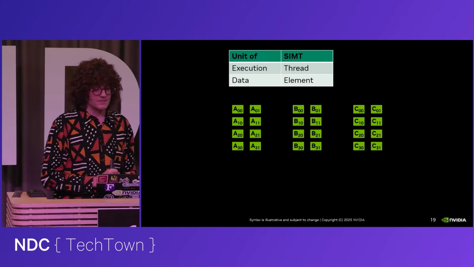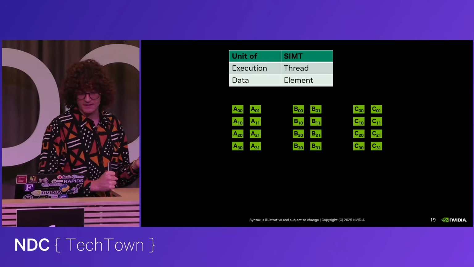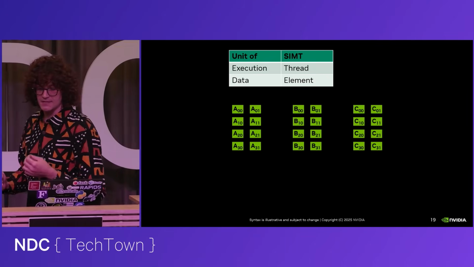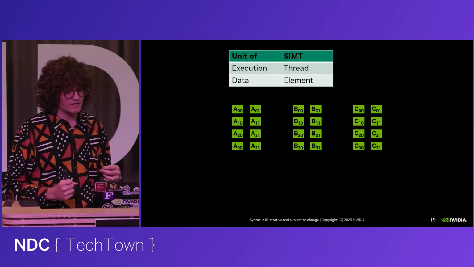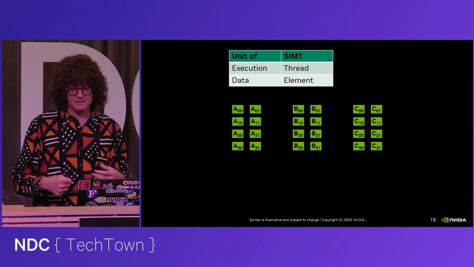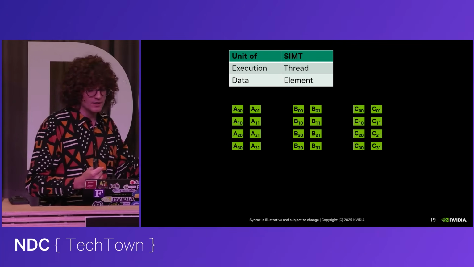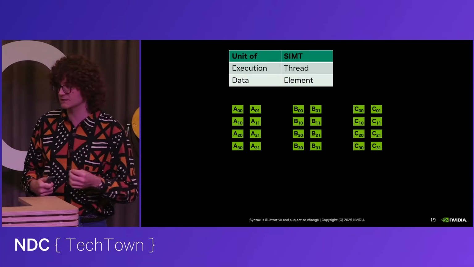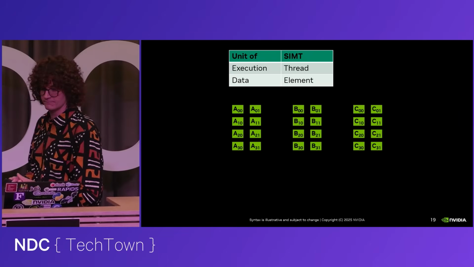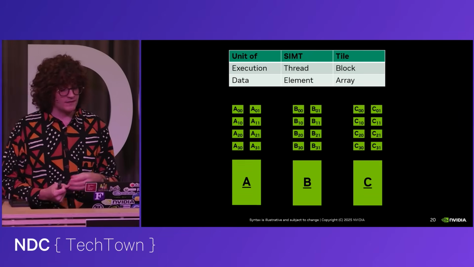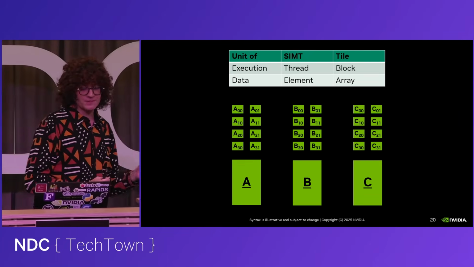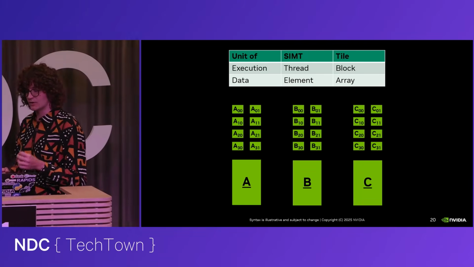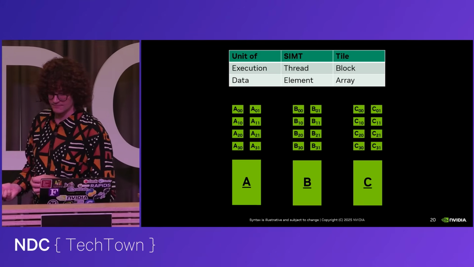In SIMT, the unit of data is individual elements. You write scalar operations on elements that each thread performs. If you want each thread to apply an operation to multiple elements, then you would write a for loop. There are no native array operations in CUDA SIMT. It's fundamentally a scalar programming model. On the other hand, in cuTile, everything is an array. You express block-wide operations on entire arrays.